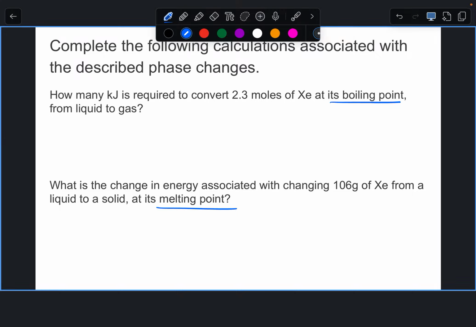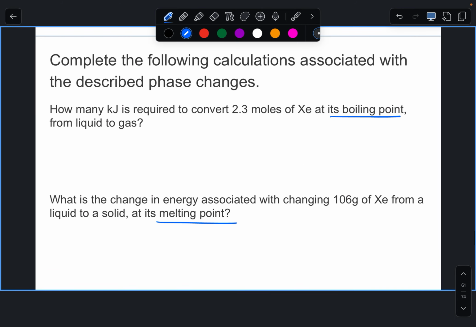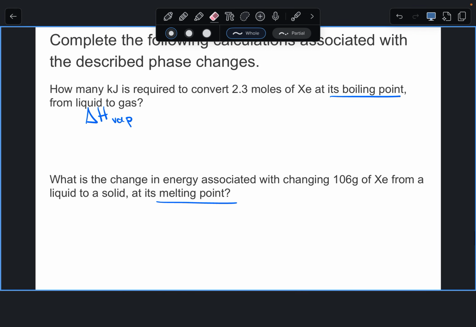So go ahead and using this data above, I want you to calculate the energy required for each of these. Remembering for liquid to gas here, that would be delta H of vaporization, et cetera, okay? Pay attention to the sign and the actual value as well.